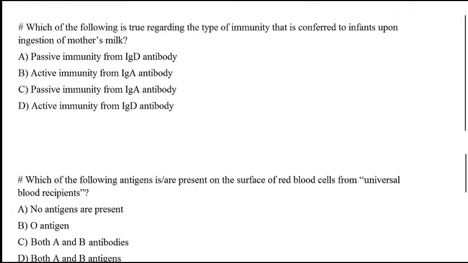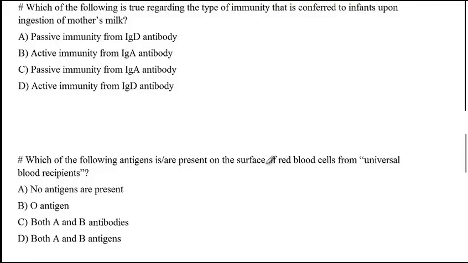And then the final two questions. Which of the following is true regarding the type of immunity that is conferred to infants upon ingestion of mother's milk? We already discussed that mother's milk has IgA. IgD was the type of antibody present on the B cells for recognizing different antigens.